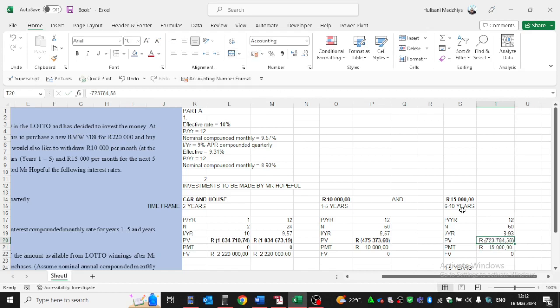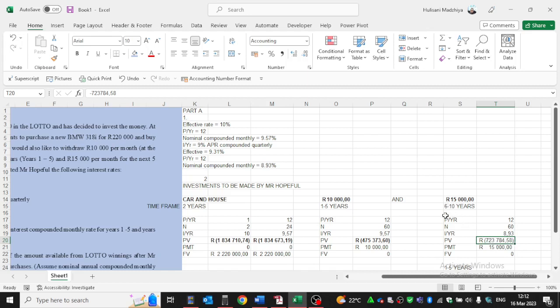So meaning that from the period of 6 to 10 years, Mr. Hopeful will actually receive 15,000, which is an inflow. On the bank side, it's going to be an outflow, so it's going to be negative. But for him to receive the 15,000 from period 6 to 10 years, his investment account should actually be having 723,784.58 cents. So this is the amount he needs to be having at the beginning of year 6.